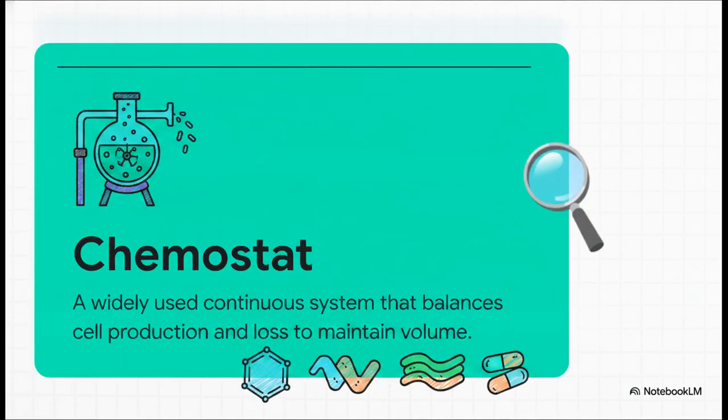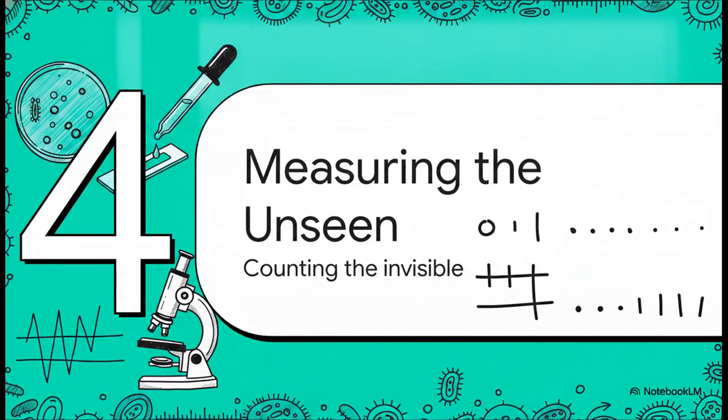This magical balancing act is usually handled by a sophisticated device called a chemostat. It's the most widely used continuous cultivation system in the world. By maintaining a constant culture volume, it effectively prevents the bacterial population from ever hitting that stationary crisis phase. This is a real game changer because it allows for the industrial-scale production of vital things like insulin, enzymes, and other bioproducts.